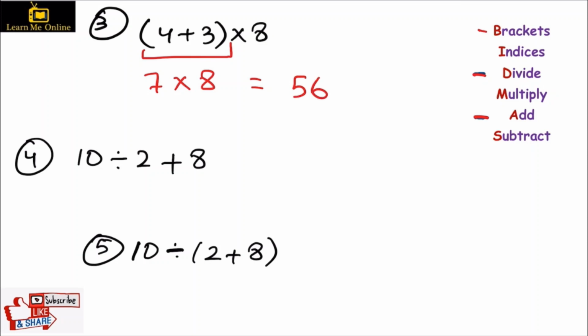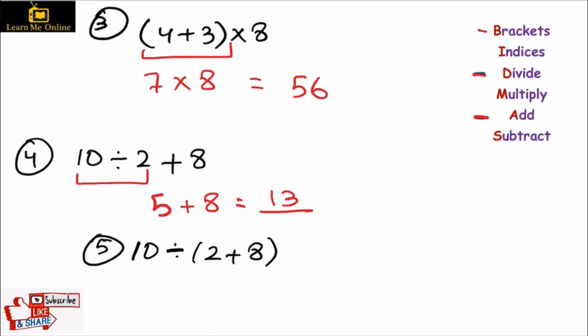Here we have the next example. Between divide and plus, in the order of BIDMAS, divide comes first. So we're going to divide these two numbers first. Half of 10 is 5. 5 plus 8 is now a simple calculation, and that would be 13.